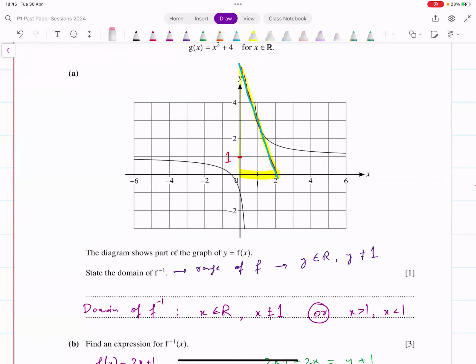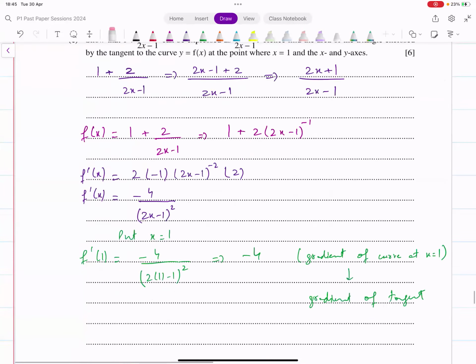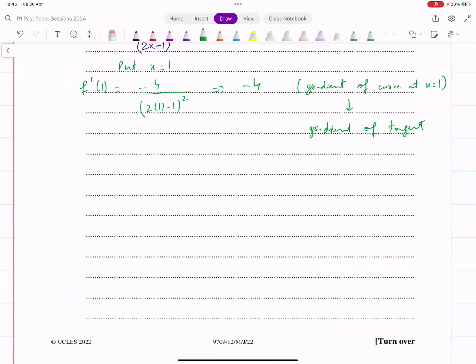Since you have the grid given as well, you can just see from the graph, this point is supposed to be 1 and 3. You can confirm this by inputting x equals 1 in this function as well. And that will give you 3 over 1, which is 3. So the point that we're talking about is 1 and 3. This is the point.